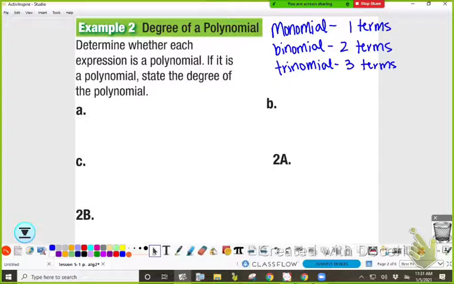Okay, so first of all, you're going to tell me if it's a polynomial. And if it is, we're going to state the degree, and we're going to determine if it's a monomial, binomial, or trinomial. The first one, go ahead and fill it in. 1/4 x to the 4th, y to the 3rd, minus 8x to the 5th.